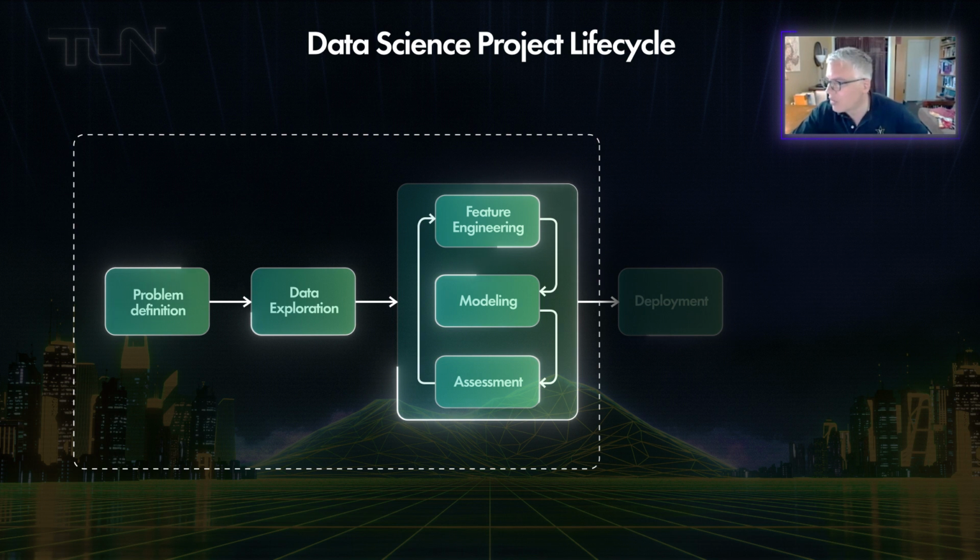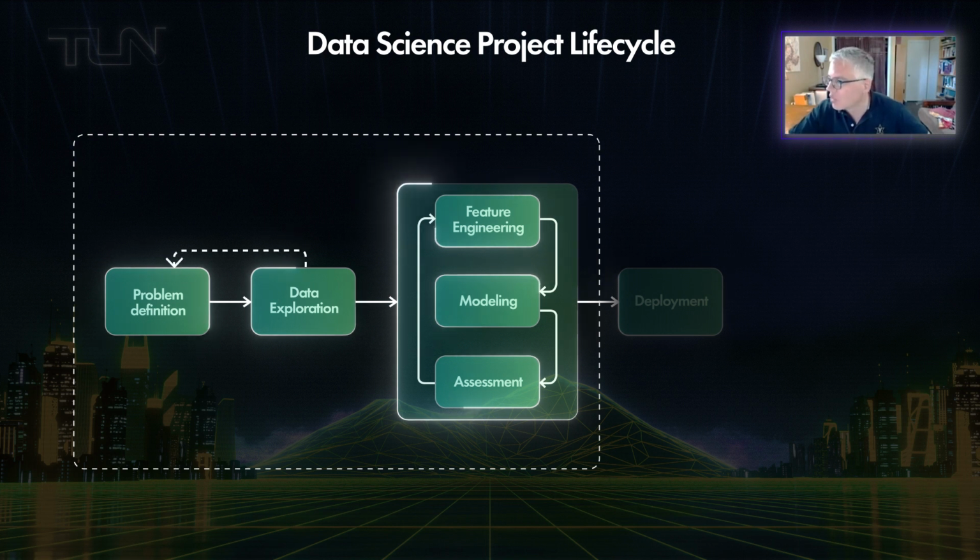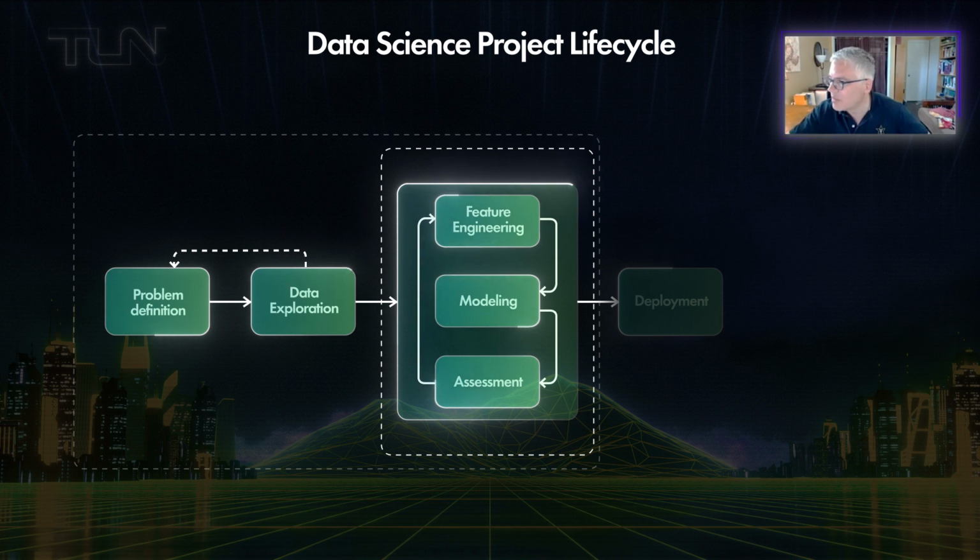You'll define your problem. You think that you're in data exploration. You realize, oh, you don't have the right data to solve your problem. You have to come back here. When you're in this loop, right here, you find maybe your model isn't working as well as you need it to, so it might cause you to go all the way back here.